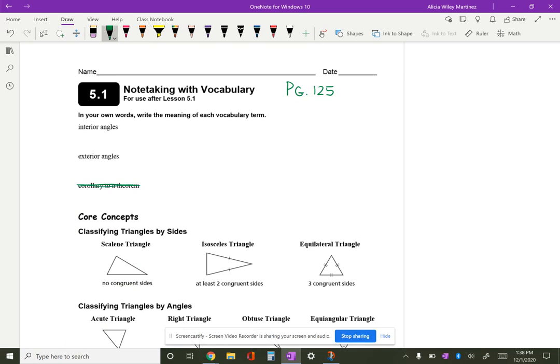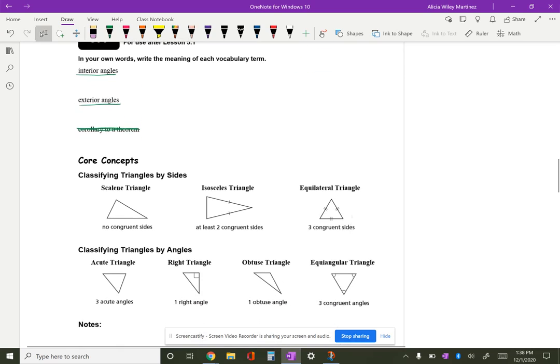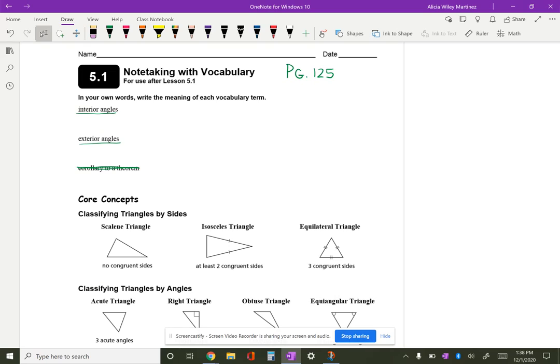We're going to skip corollary to a theorem, and we're going to talk about interior angles and exterior angles of a triangle. This chapter is all about congruent triangles. So you'll see a lot of information about different types of triangles down below. Okay, so the interior angles of a triangle are what we call the original angles. When you look at a triangle and you look inside the triangle, those are your inside or interior angles, as they call them. The exterior angles are a little bit different.